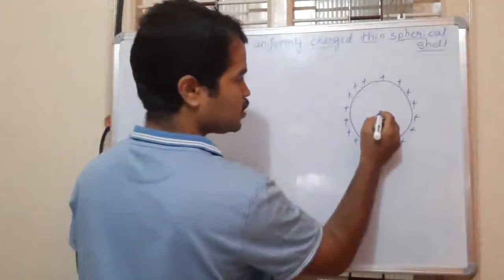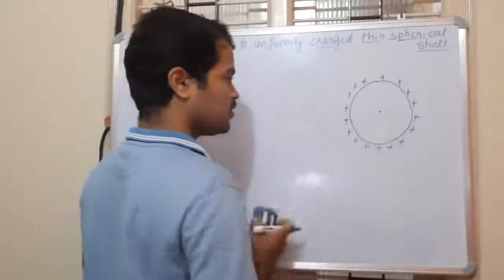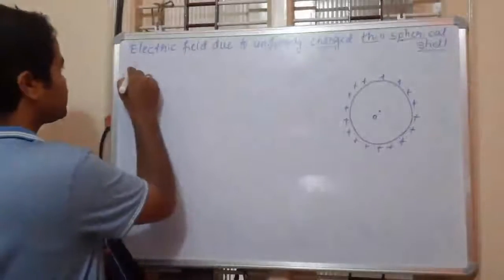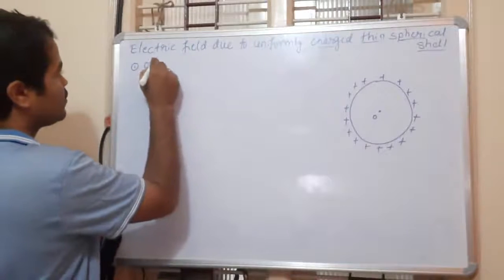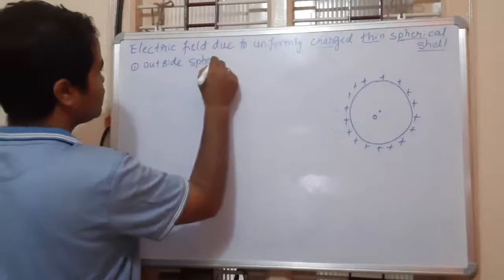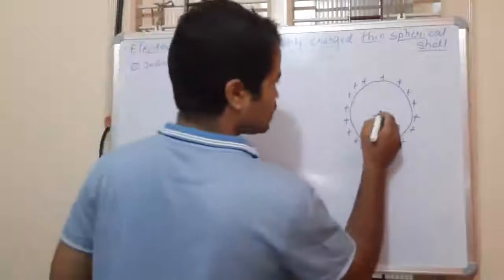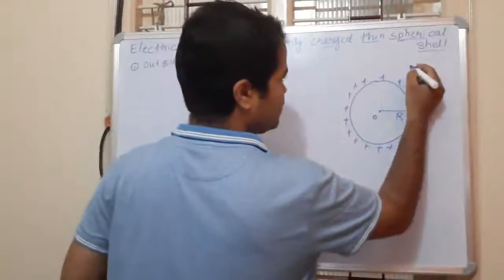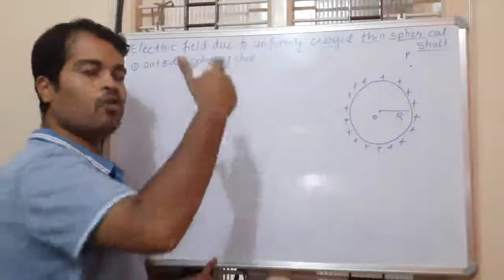This is the center of the charge, that is, the center of the shell. The total charge is Q. Now the first case, case number 1, outside the spherical shell. Let us consider this spherical shell has a radius capital R. Now let me take some point P here. I want to find the electric field at point P, which is outside the spherical shell.